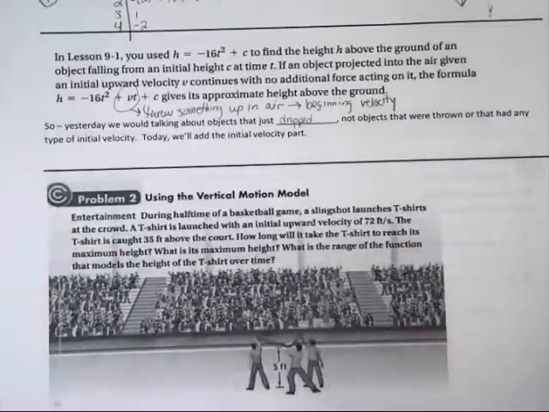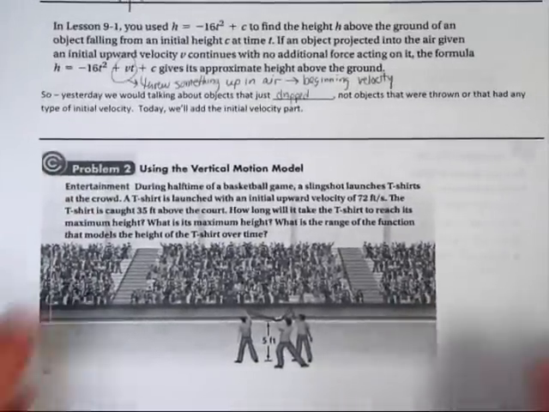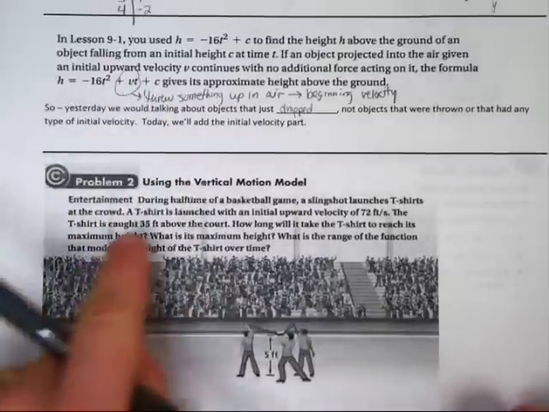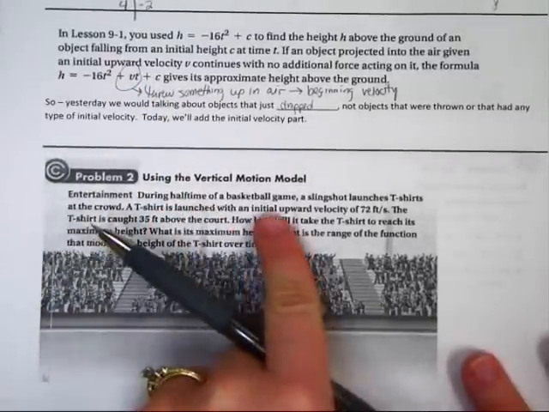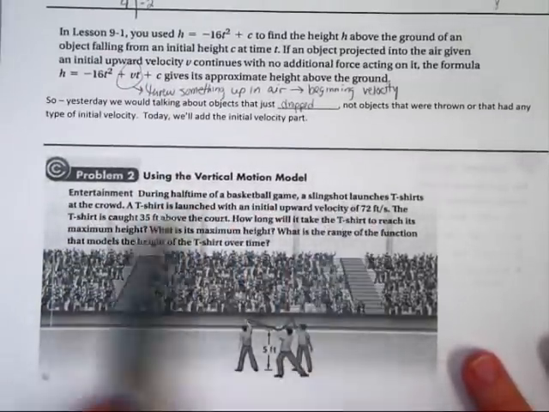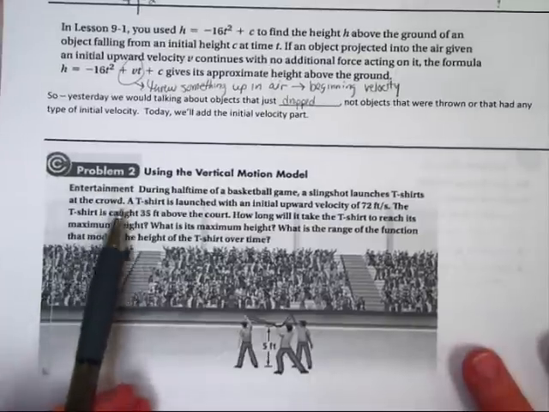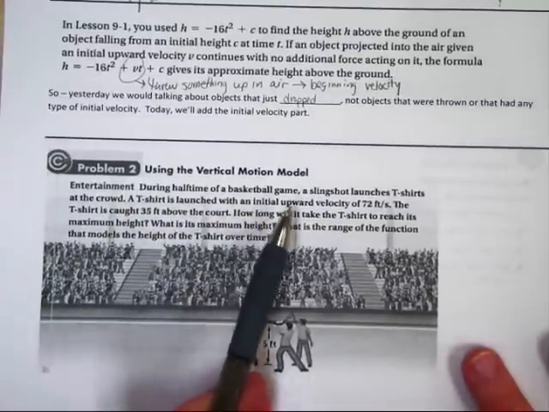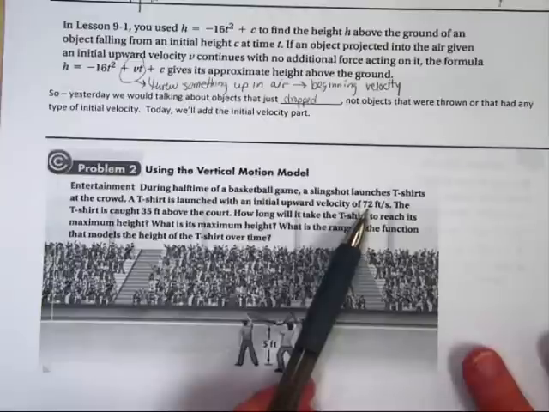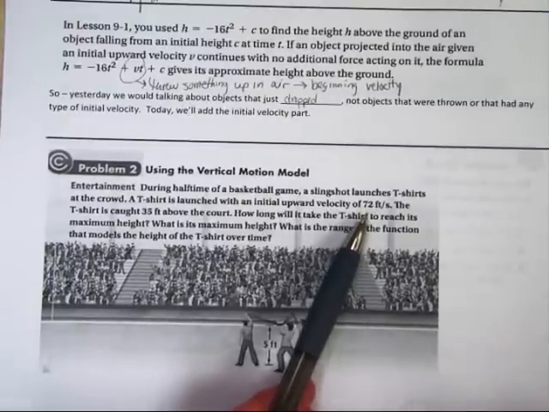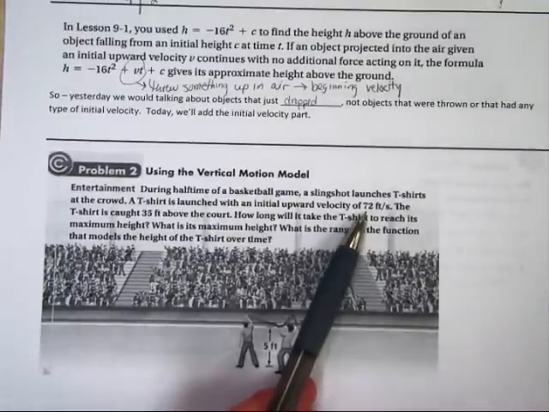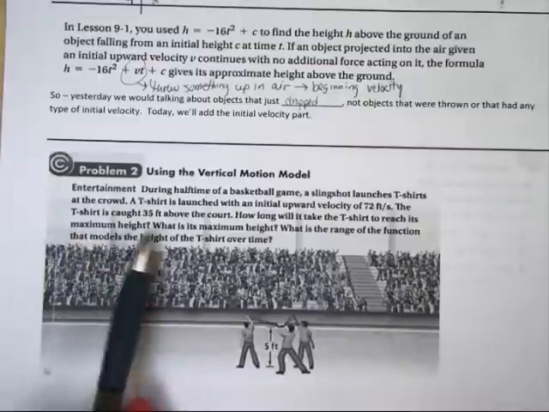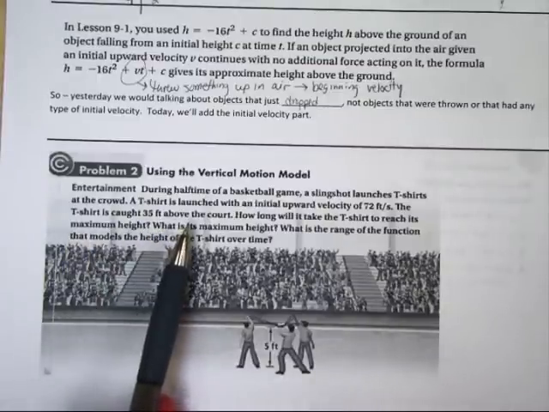Problem 2, using the vertical motion model, and that's this equation up here. During a halftime of a basketball game, a slingshot launches t-shirts at the crowd. A t-shirt is launched with an initial velocity of 72 feet per second. Now that's the initial velocity. Obviously it's going to kind of slow down. The t-shirt is caught 35 feet above the court.